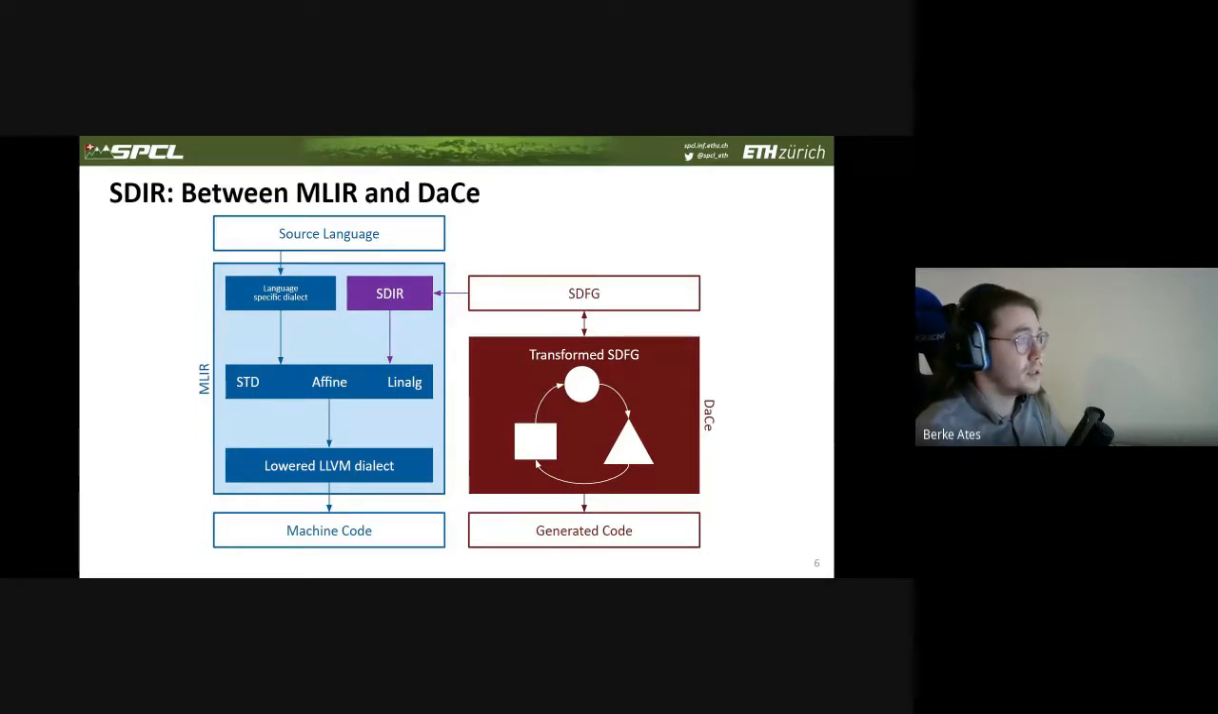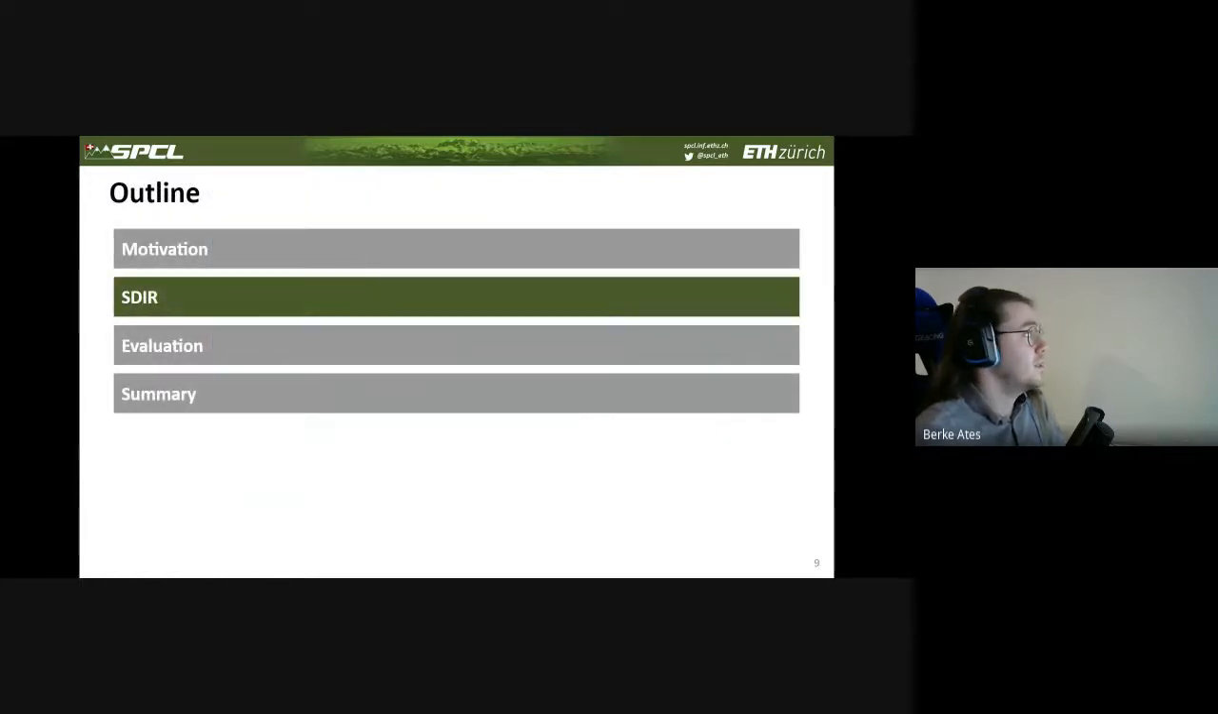By going the opposite direction, which means converting from a core dialect to SDIR and translating SDIR to SDFG, we can generate SDFGs from languages supported by MLIR, and therefore use DaCe for optimization. By combining both of these ideas, we can enable DaCe to be included in any optimization pipeline in MLIR. Now we will look at the SDIR dialect.